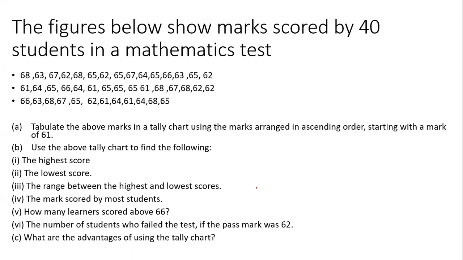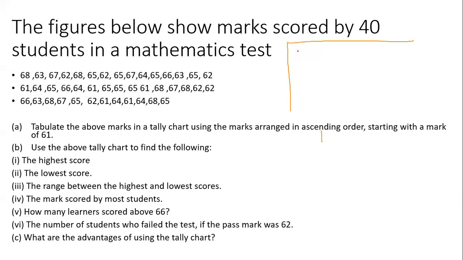Now, what do you do? Whenever they have given you data, this one we call raw data. Now, what do you need to do? One, you must draw your table, and this is how you are going to draw it, in this nature. They have already told us that tabulate means put it in a table form. Tabulate the above marks in a tally chart using the marks arranged in ascending order. Ascending order means start from the smallest up to the largest value, starting with a mark of 61.